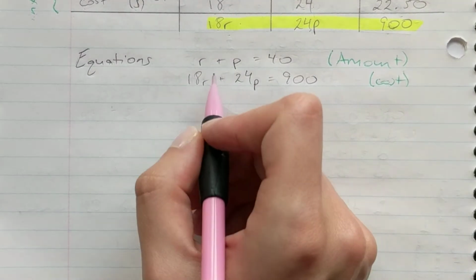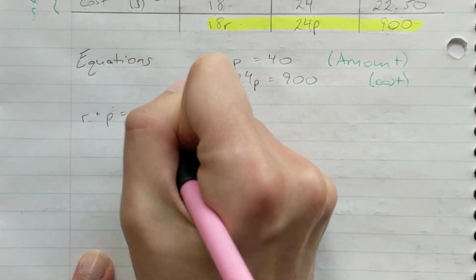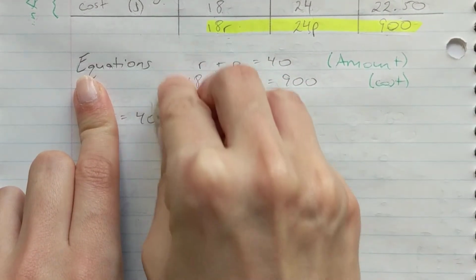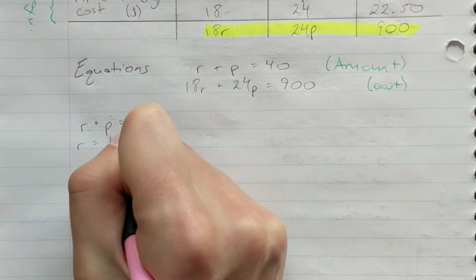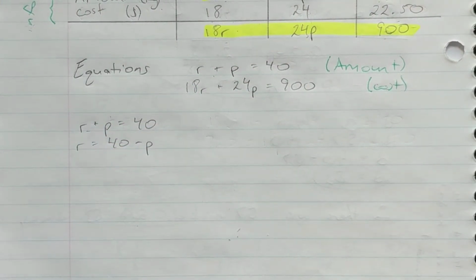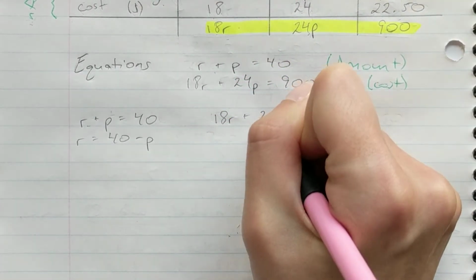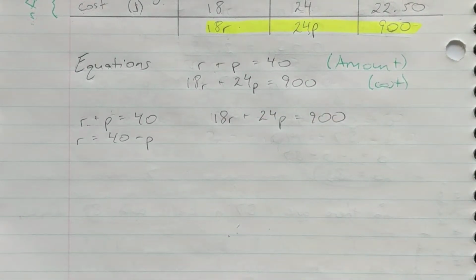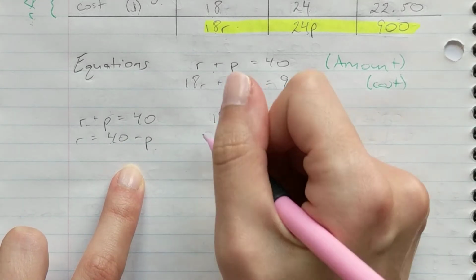Perfect. Okay, so our first equation, I'm just going to go ahead and isolate r. Just rewriting it. So r plus p, no, is 40, not 400, is 40. That means that r must be equal to 40 minus p. And then in my second equation here, 18r plus 24p is equal to 900. Okay, I can then substitute 40 minus p in for r.